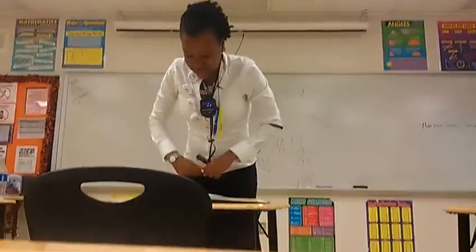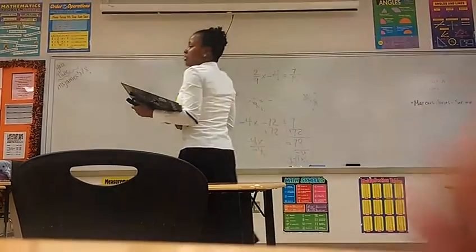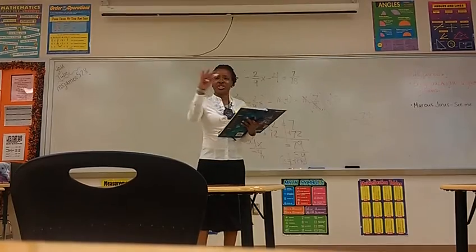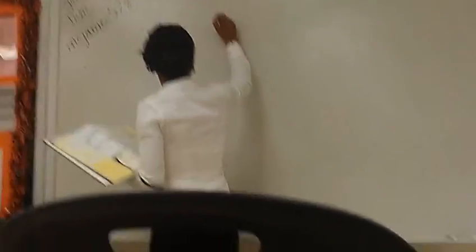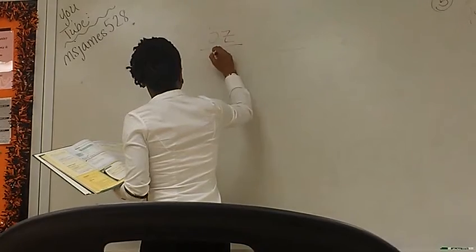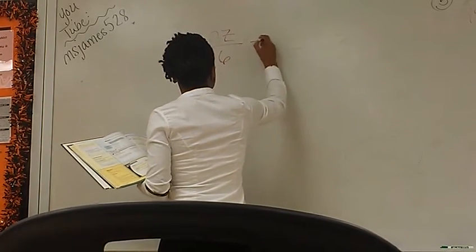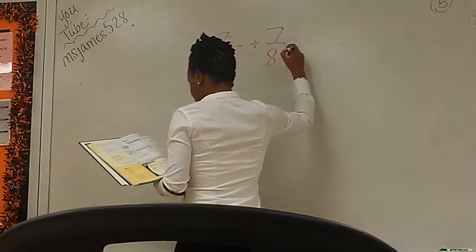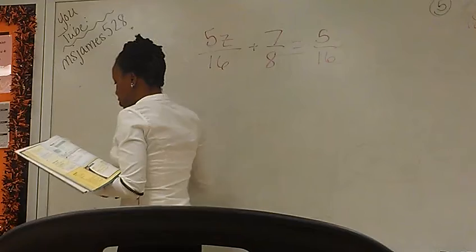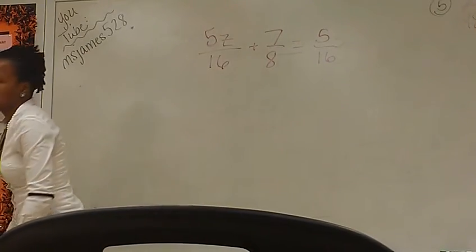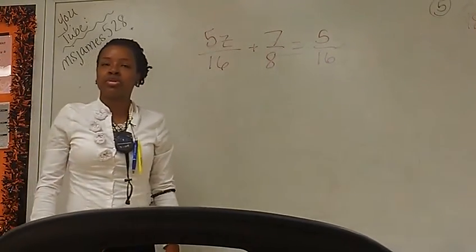All right. Number 13, last question, for me anyway. 5z over 16 plus 7 over 8 equals 5 over 16. Now, we have a lot of fractions here, but they only have two different denominators, 16 and 8. What's our least common multiple?